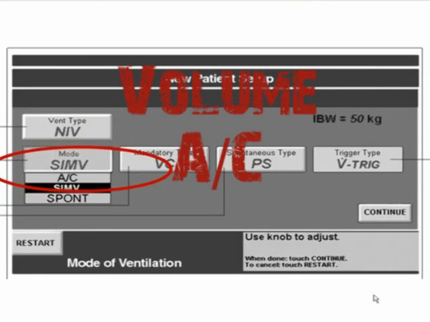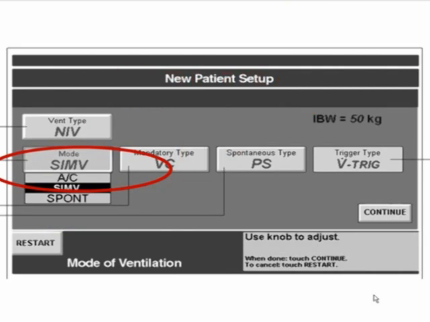And assist control essentially means that you're going to dial in a respiratory rate, a tidal volume, and the patient's going to get at least that no matter what. If they take a spontaneous breath, the machine will give a machine breath at whatever tidal volume you set.